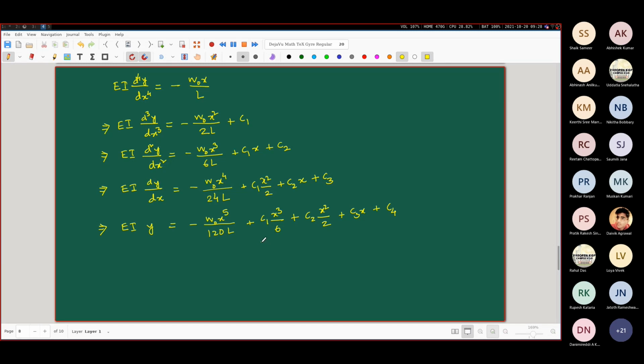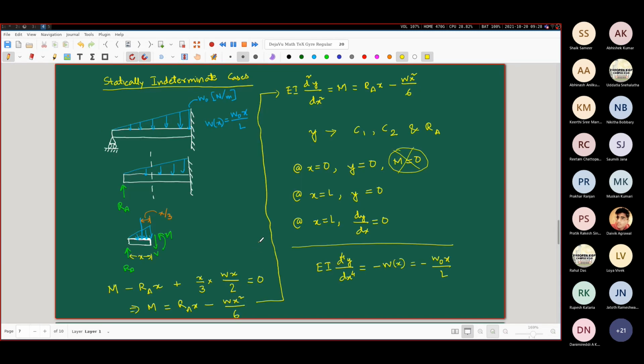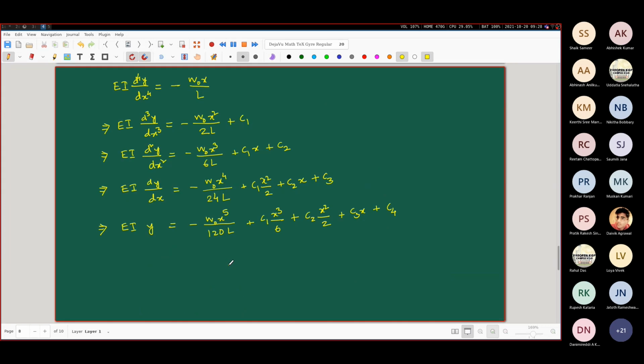So we have to use 4 conditions. What are the 4 conditions we can use? Tell me by looking at this. There are 2 conditions. At x equal to 0, y will be equal to 0 and m will be equal to 0. You tell me one by one. So at x equal to 0, y equal to 0. Very good. Because that is M equals to 0.